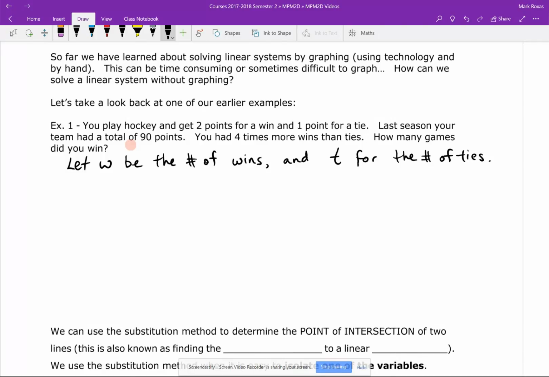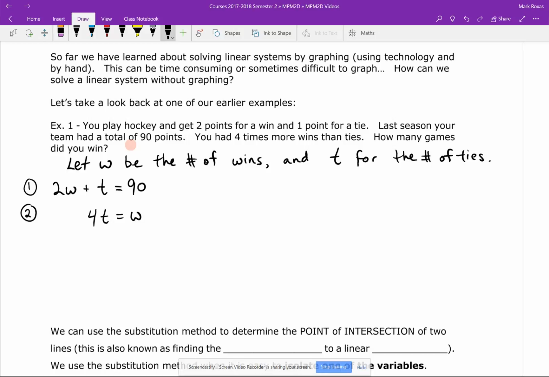Okay, and so one of the equations, let's call this equation number 1, will be, well, 2 points for every win, so 2 times the number of wins, w, plus 1 point for every tie, equal to a total of 90 points for the season. So equation number 1 is an equation based on points. Equation number 2 is an equation based on the number of wins. We had 4 times more wins than ties, so the number of wins is equal to 4 times the number of ties. So 4t equals w.